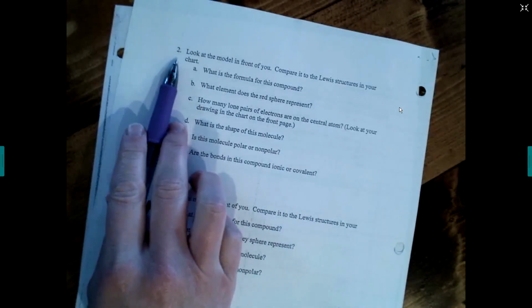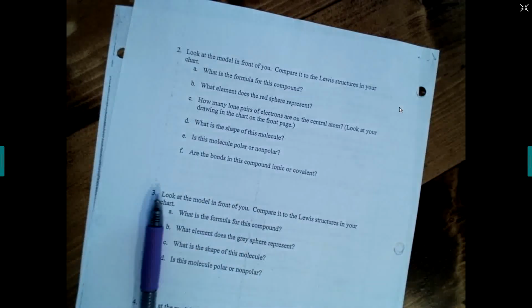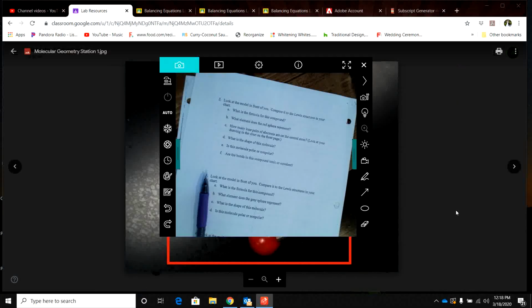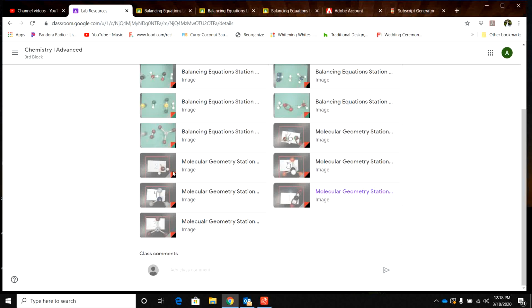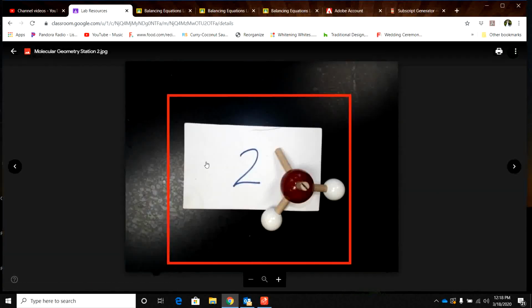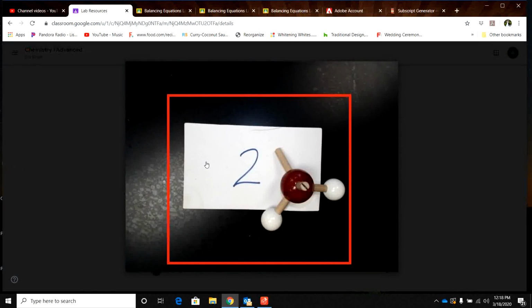number 2, you're going to be looking at the model for station 2. So back to our Google Classroom, I'd be looking at this next and identifying which one it is. And just like with everything, you will take a picture of your work and you'll either upload it to Remind or you'll upload it to Google Classroom. So let me know if you have any questions.